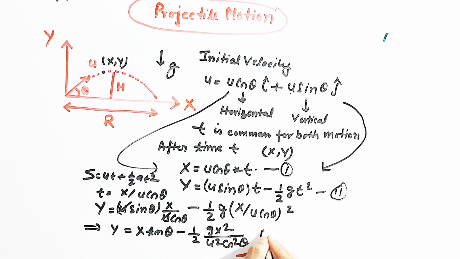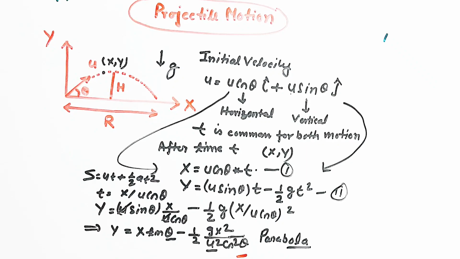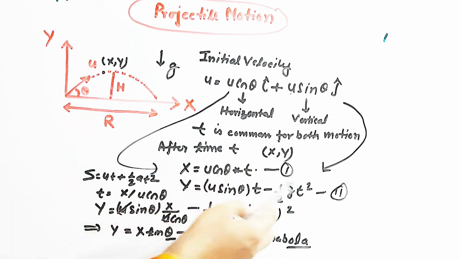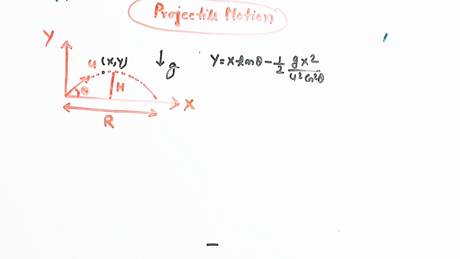So this is the equation of a parabola. That's why I told you that when a projectile is thrown from the earth, it will always follow a parabolic path whose equation can be given by this relationship, where theta is the initial angle of projection and u is the initial velocity of projection. x and y are the coordinates of the particle at a given time t. Since I have eliminated t, this equation represents the relation between x and y. So this equation represents the trajectory of the projectile.